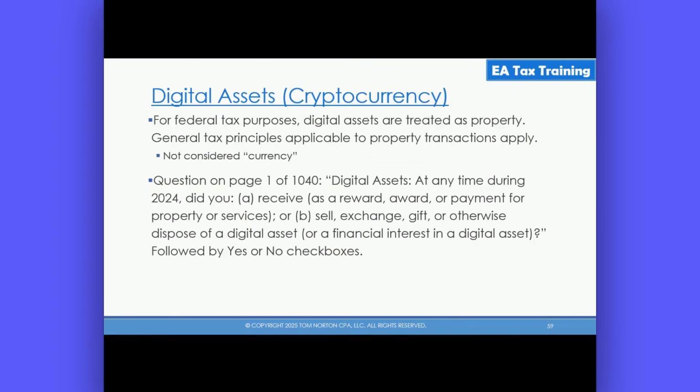Digital assets or cryptocurrency. For federal tax purposes, digital assets are treated as property, just like any other type of property. So the general tax principles that are applicable to any other type of property apply to the digital assets as well. So these assets are not considered currency. They are considered property. And remember, you've got that checkbox on page 1 of the 1040 that you have to say yes or no about whether or not you had any of those transactions in those digital assets.